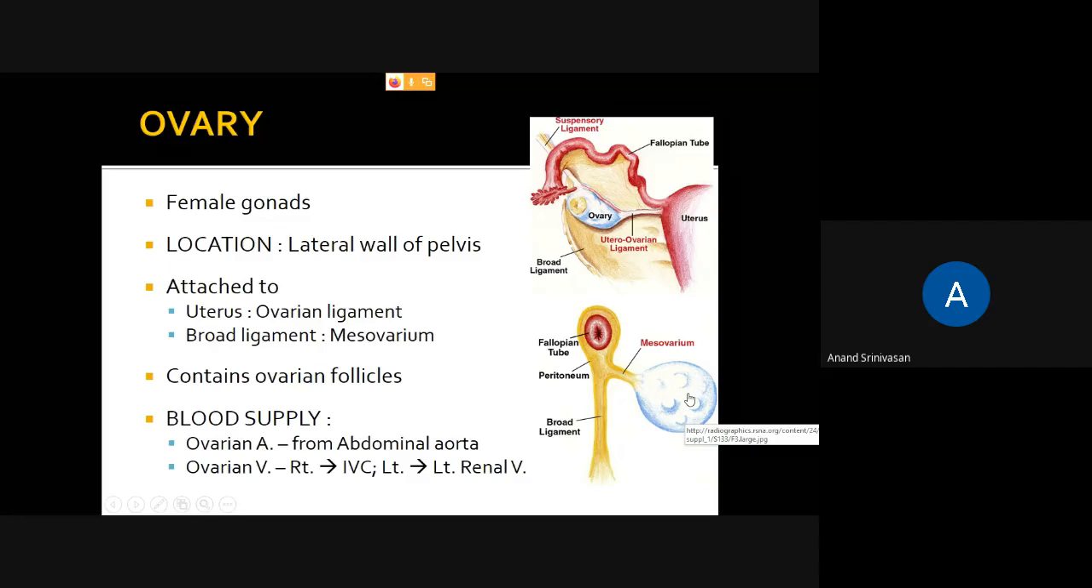The ovary has got a large number of ovarian follicles. Ovarian follicles means eggs. It contains a large number of ovarian eggs.